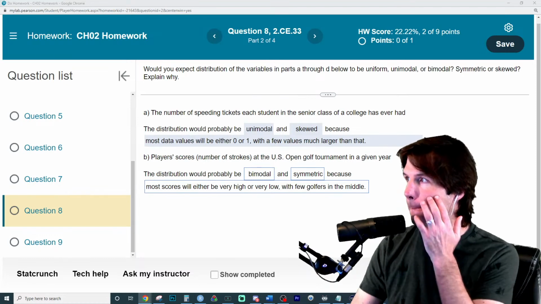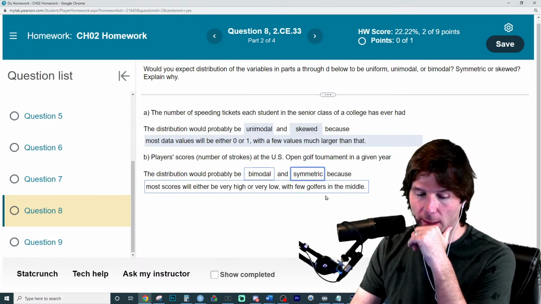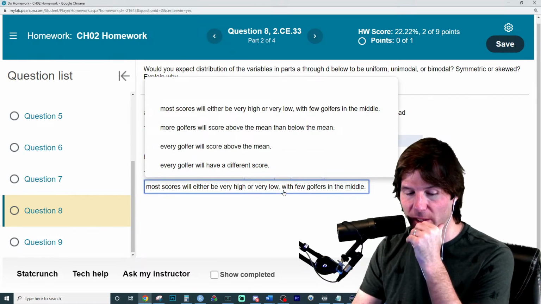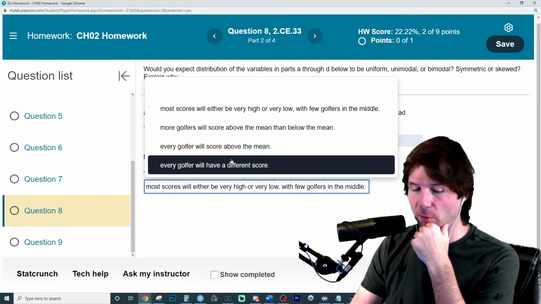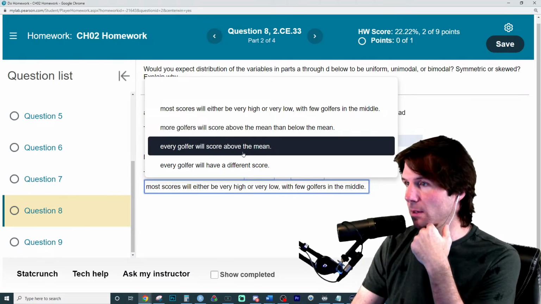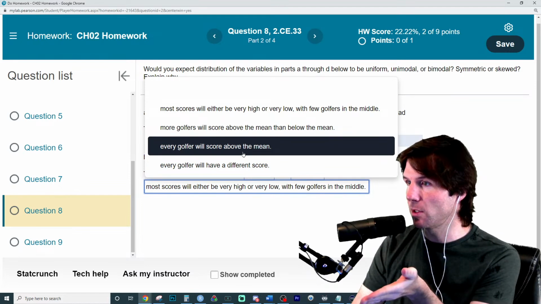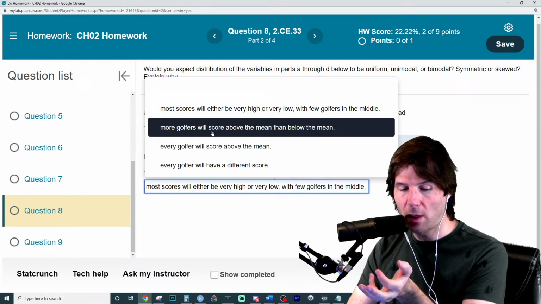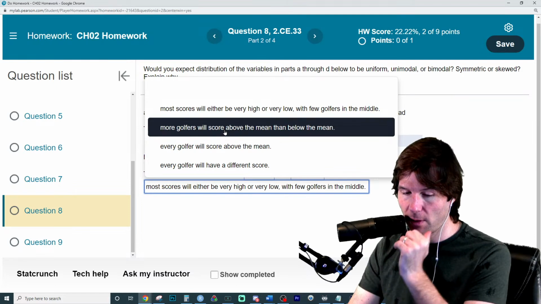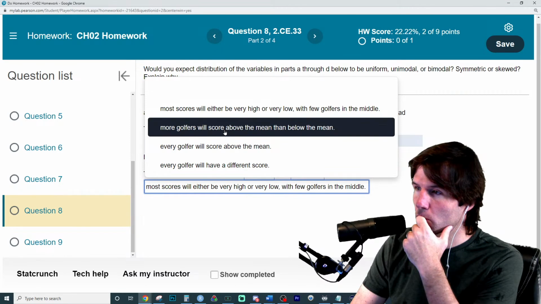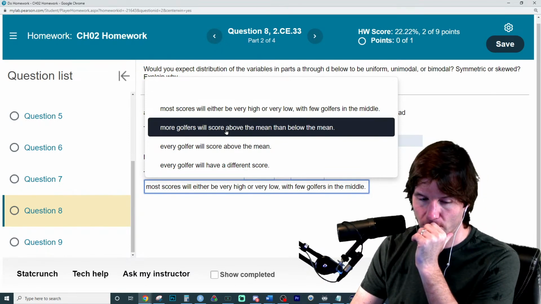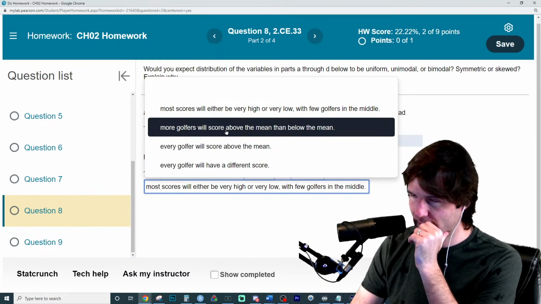Okay. Why would it be bimodal? Because none of these other answers make sense. Every golfer will have a different score. That's not true. That's just not how golf works. Every golfer will be above the mean. No, you can't, because the mean is the average, so every golfer can't be above the mean. More golfers will score above the mean than below the mean. It's theoretically possible. Don't like this question at all.